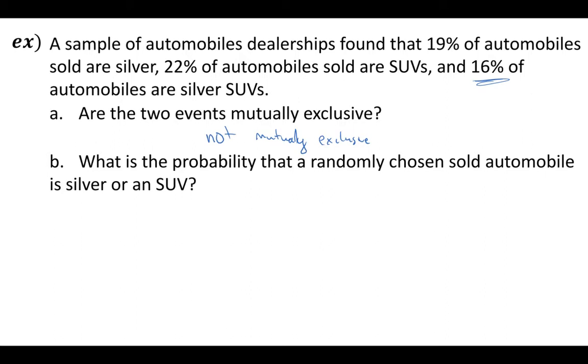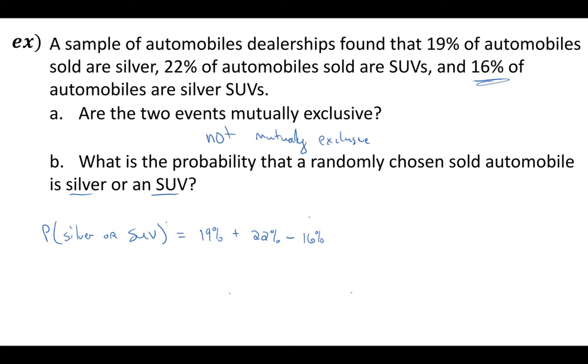All right, so what is the probability that a randomly chosen automobile sold is silver or SUV? So we're going to write probability of silver or SUV. I do want you to write this out when you do these problems. Don't just write the answer. You need to write out this probability of silver or SUV. So first, probability of a silver is 19%. Probability of an automobile that's an SUV is 22%, so plus 22%. And then minus the overlap, which is 16% of all cars sold that are silver SUVs.